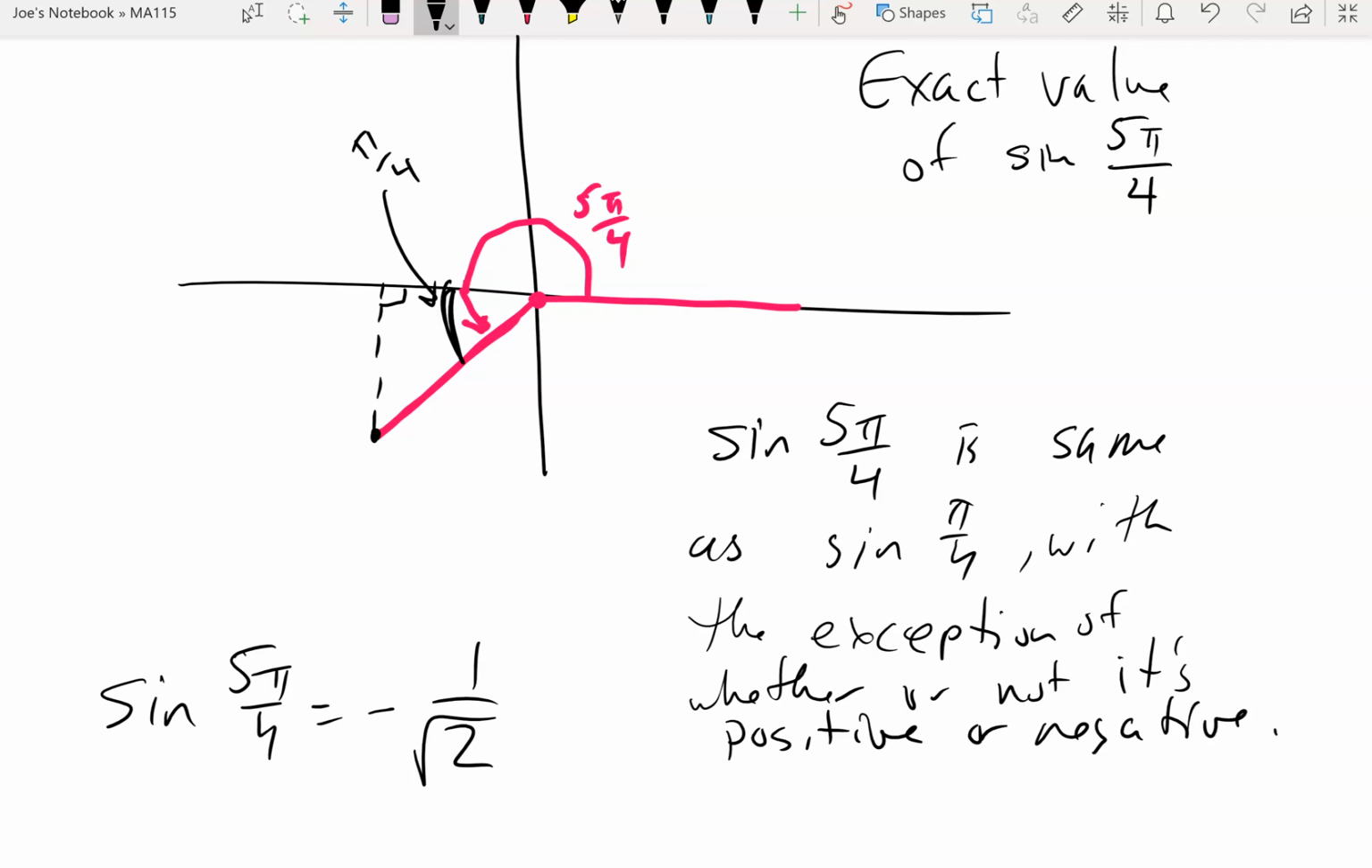Okay, so we think about it as the opposite side of that y-coordinate in this case. Does that make sense? Yes? If we change the answer to where there's no square root in the denominator, is that okay? Oh yeah, you can write square root of 2 over 2. That's fine. I'm okay with that.